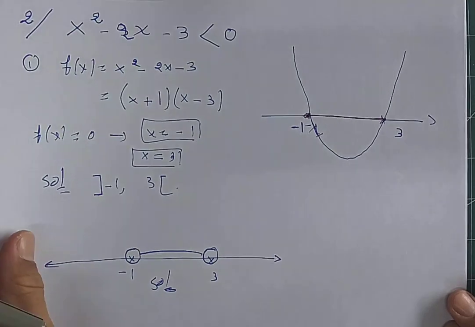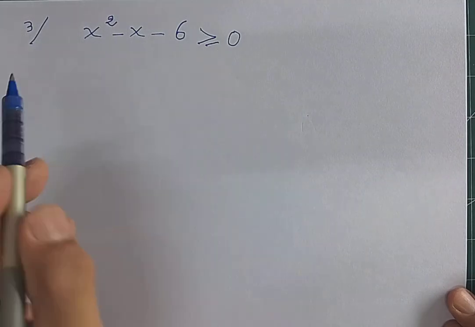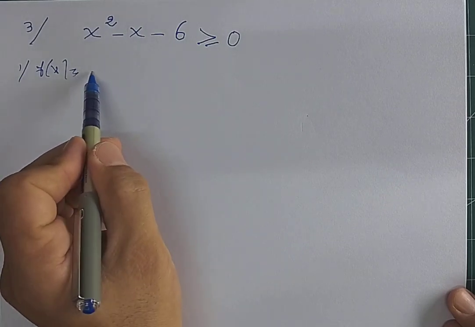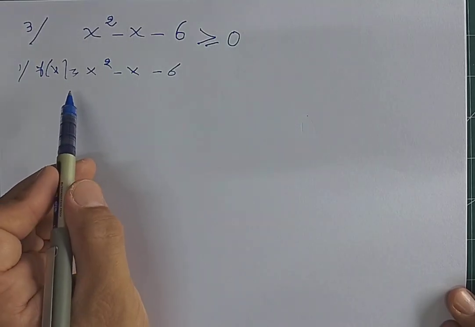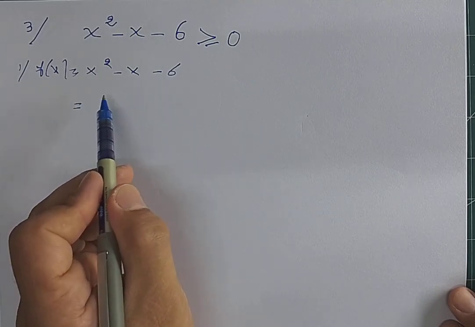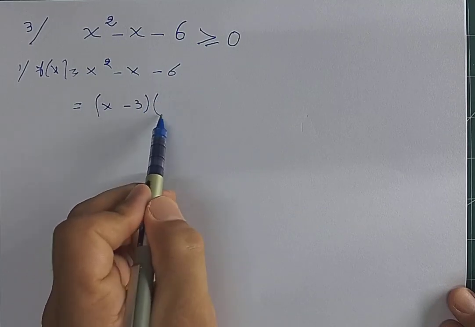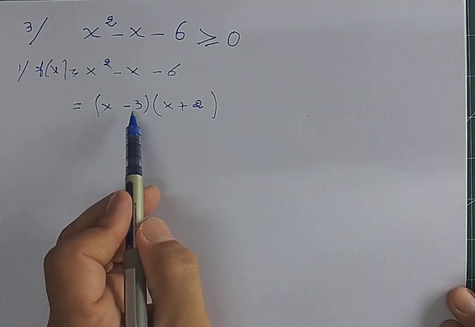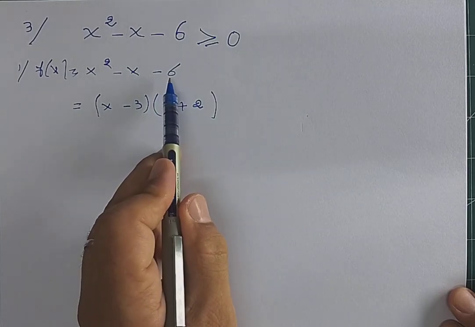So let's move to the third one here. We have f(x) more than 0. First, I factor f(x), so x squared minus x minus 6. When you factor this, it will be (x minus 3)(x plus 2). Okay? When you add minus 3 plus 2 you get minus 1, and minus 3 times 2 equals minus 6.